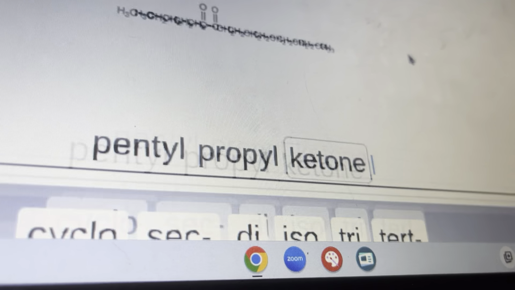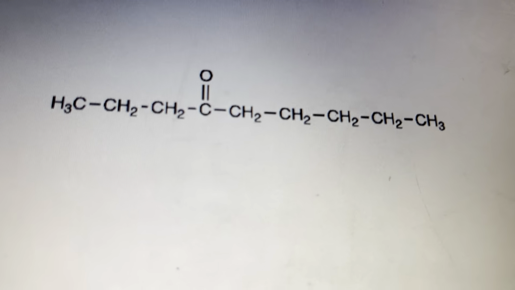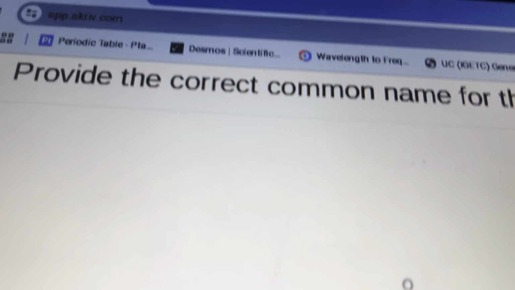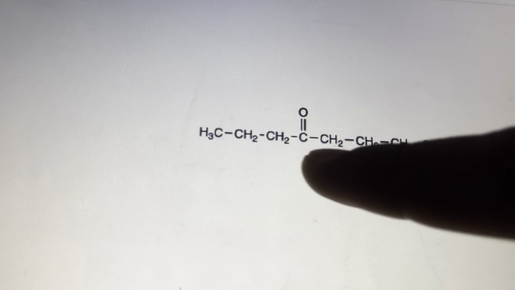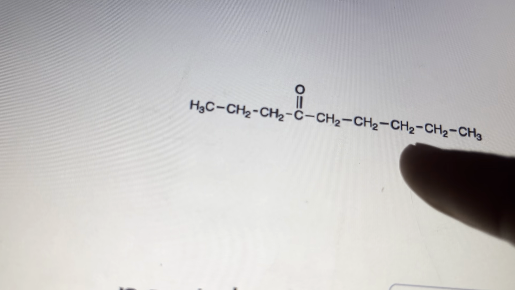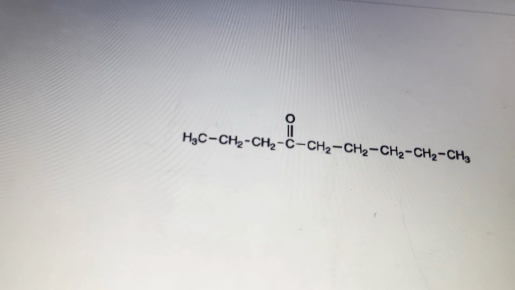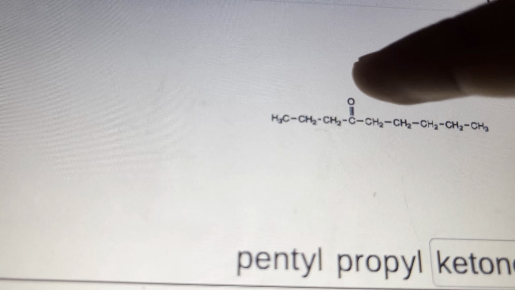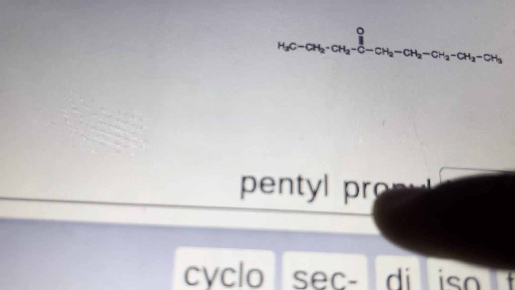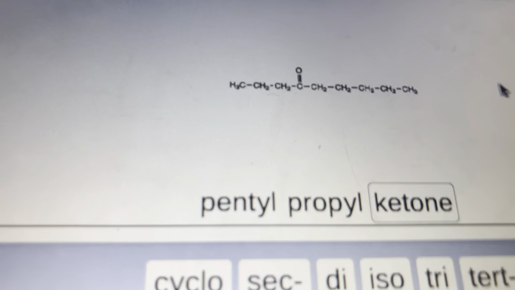Okay. Same here. So first, we're doing common name again. You look at what's on the left side. We have 1, 2, 3, and it's all straight, so that's just propyl. And then 1, 2, 3, 4, 5. That's pentyl. Remember, pent is 5. So we have pentyl, propyl, and then the ketone. And pentyl comes before propyl because PE comes before R. So pentyl, propyl, ketone.